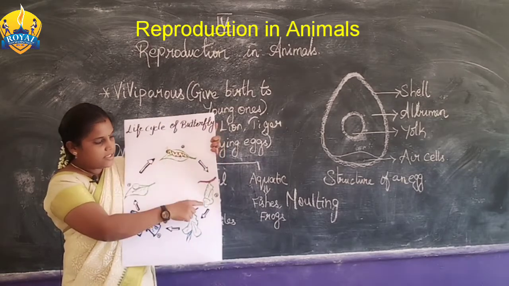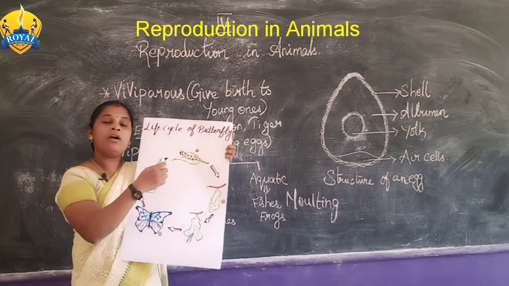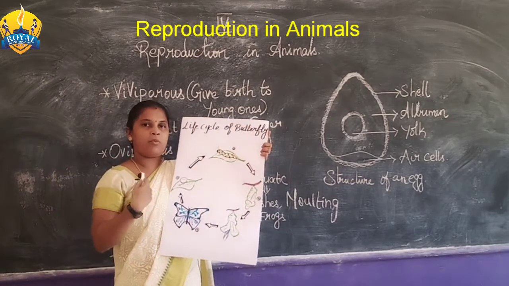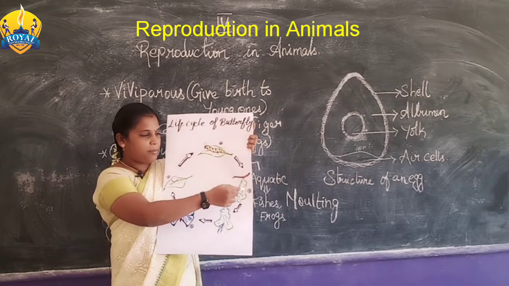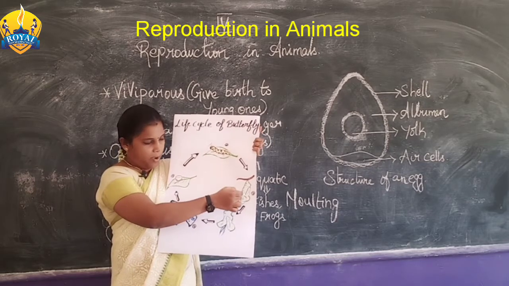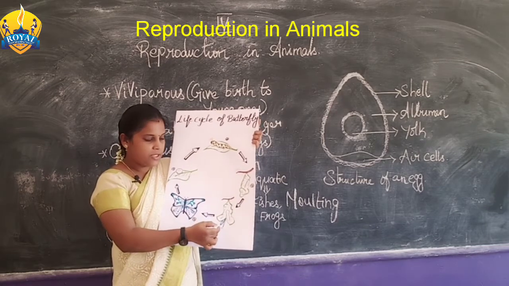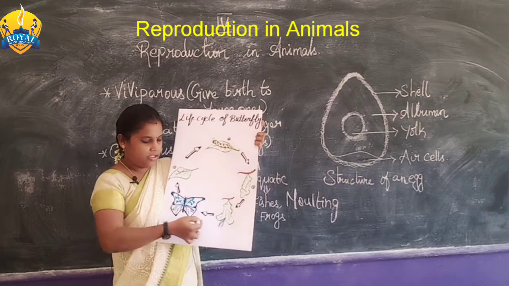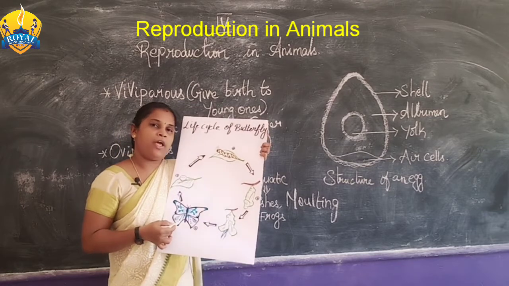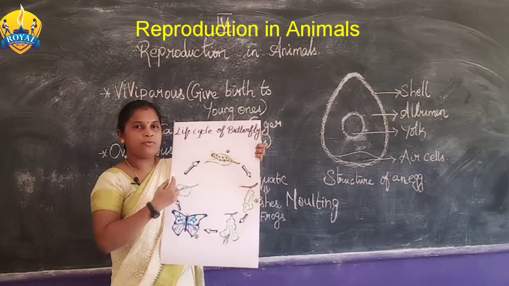What is the next stage? It is the pupa, that we know, no? Our caterpillar spins its body and makes a pupa. This is the pupa, and the caterpillar is inside it. After some days the pupa opens, and a butterfly comes out of the pupa. The final stage is the butterfly flying out from the pupa.